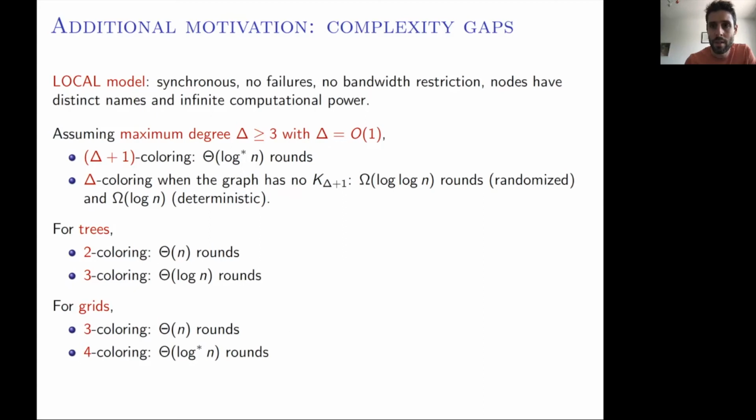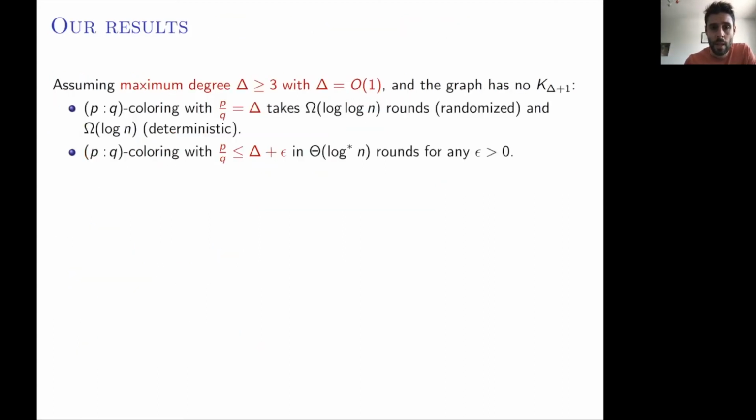Again, here are our results. We proved that if P over Q is equal to delta, it's as hard as delta coloring. So looking at fractional things doesn't make anything easier. But with PQ coloring, whenever P over Q is at most delta plus epsilon for any fixed epsilon, you can find a PQ coloring in log star n rounds. So the threshold is as close as you want to delta. Actually, the threshold is delta.